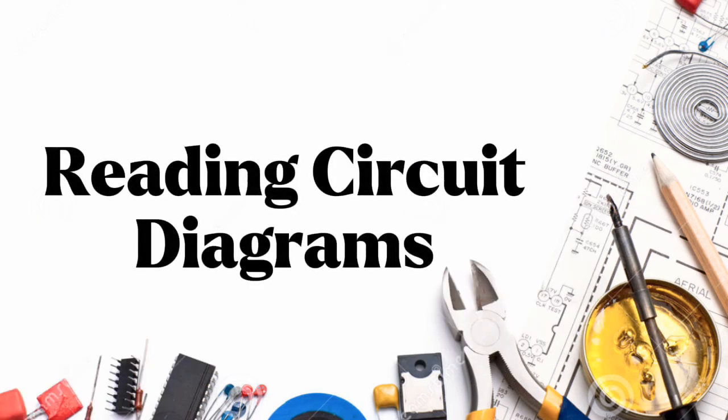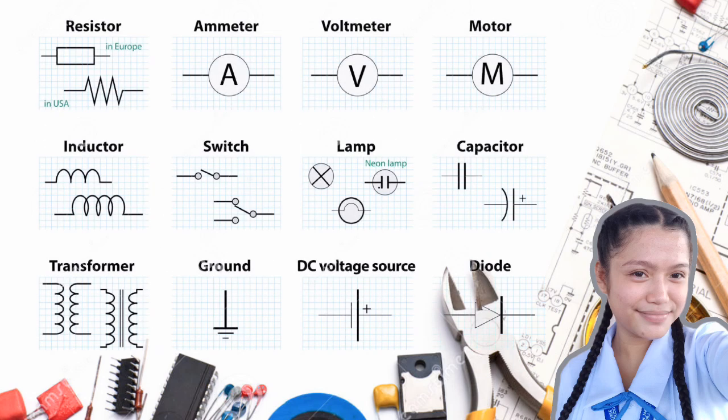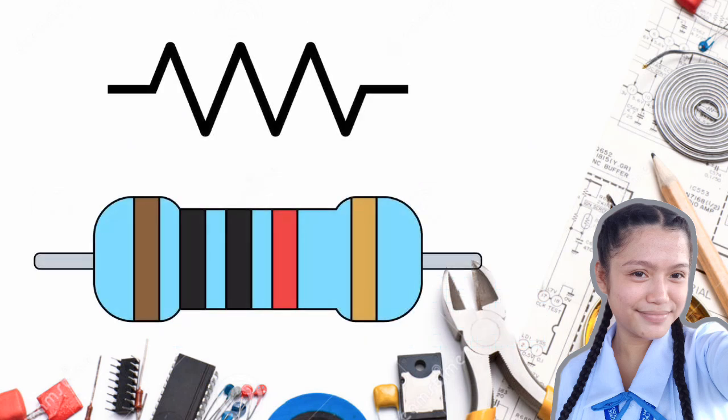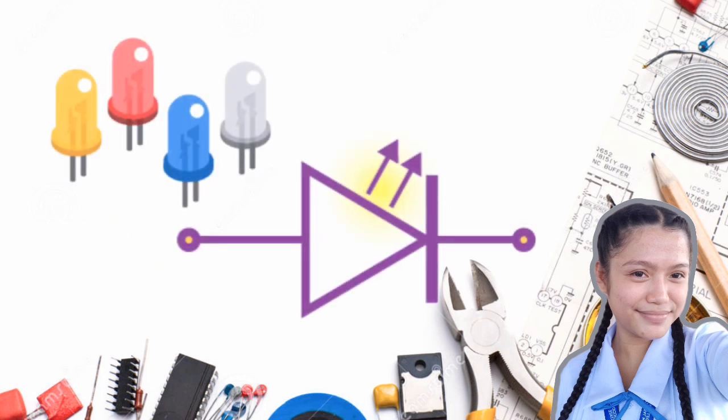Now, let's learn how to read a basic circuit diagram. Circuit diagrams use symbols to represent components. For example, a zigzag line represents a resistor. A triangle with a line represents a diode. An arrow with lines around it represents an LED.